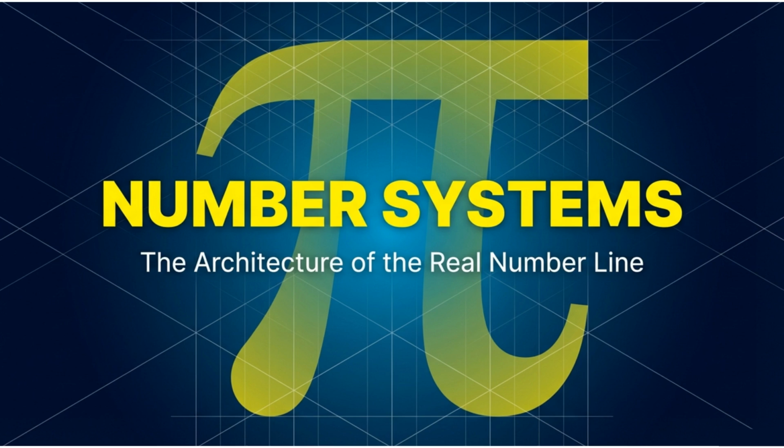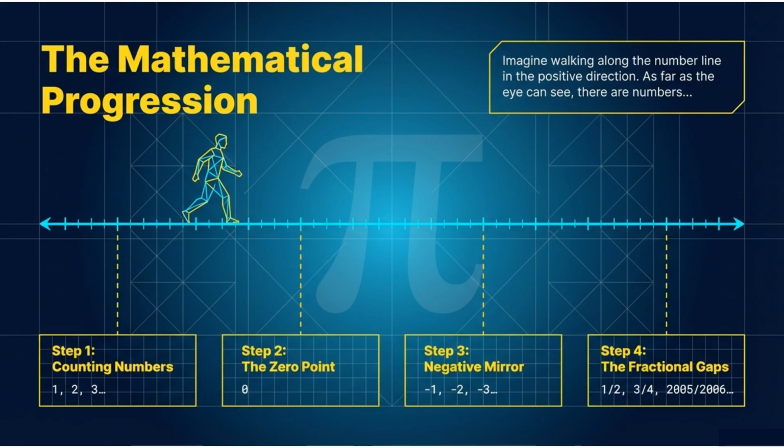Welcome to the chapter overview of Chapter 1, Number Systems, based on the NCERT Class 9 textbook. In this video, we will explore how the concept of numbers progressed and how the real number line was fully constructed. The mathematical progression of number systems began with counting numbers.